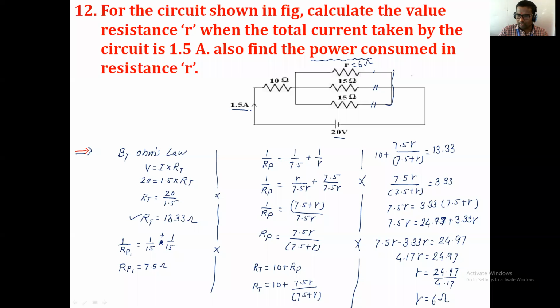Then this 15, this 15 and this 6: 15, 15 and 6 are connected in parallel. Calculate its total resistance. Then this 10 ohm is in series, add in that 10. And once you have the total resistance, once you have the total voltage, calculate the total current and cross check it. If it is 1.5, it means that the value of unknown R, 6 ohm, is the correct answer. Cross checking, you can do it afterwards. This is just for your practice. Okay. But right now you just note down this answer here.